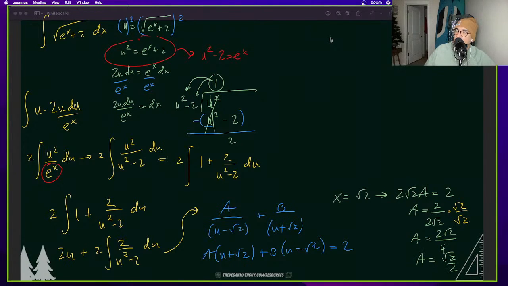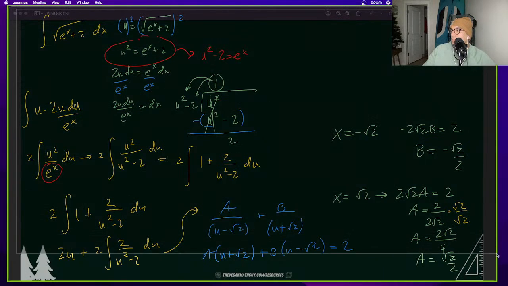Okay, so now we know the a value is root 2 over 2. And let's try a different one. u is equal to negative root 2. Then that means that negative 2 root 2 b is equal to 2. And I think we can confidently say that this is negative root 2 over 2. Okay, so it looks like I need to create some more space.